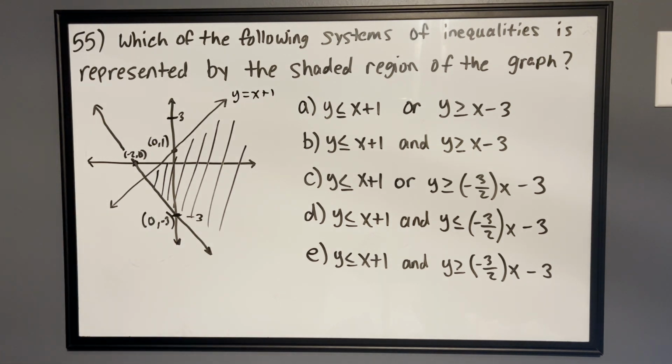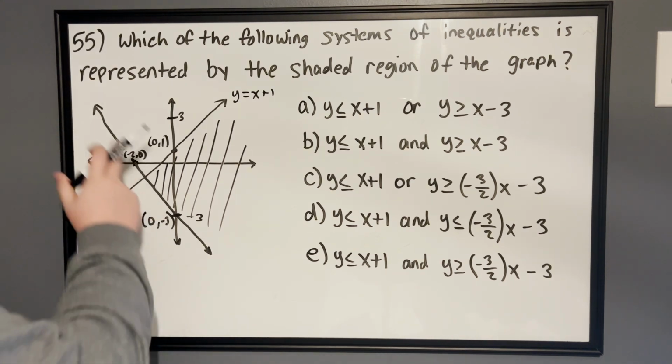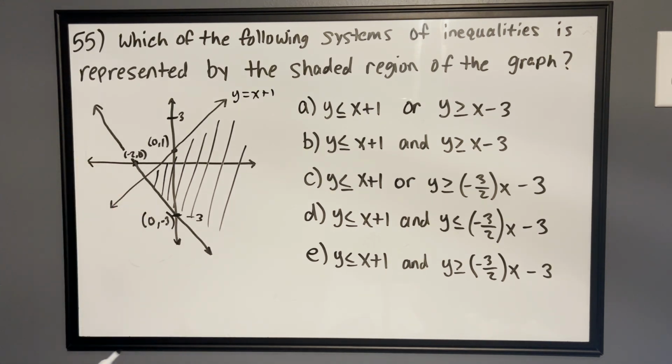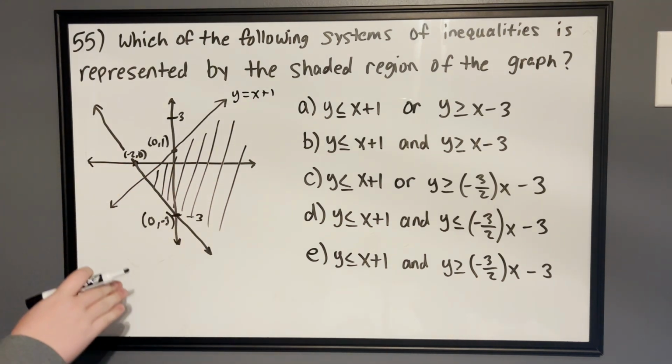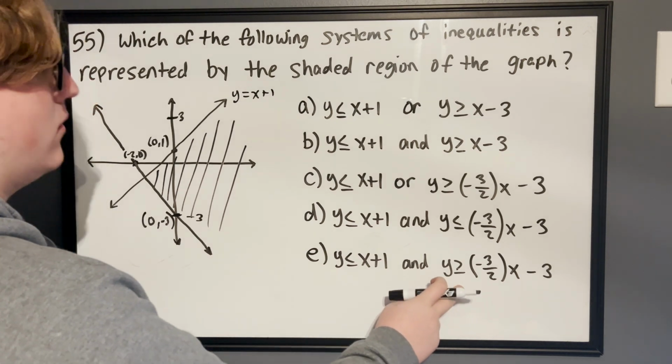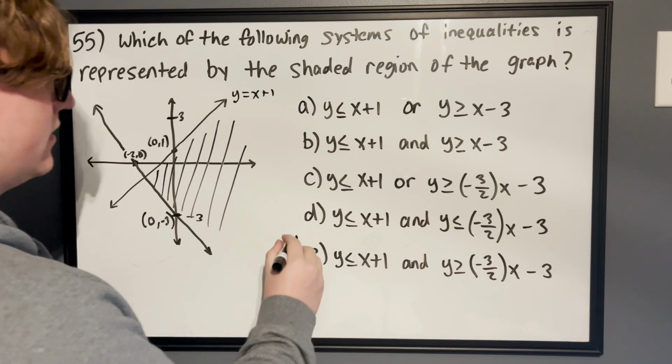And the way to figure this out is we look at where on the graph is it. We see that this is the line negative 3 halves x minus 3. Is it above or below that line? And we see that the shaded section is always above that line. So y is greater than or equal to the line, which means that our answer is going to be E.